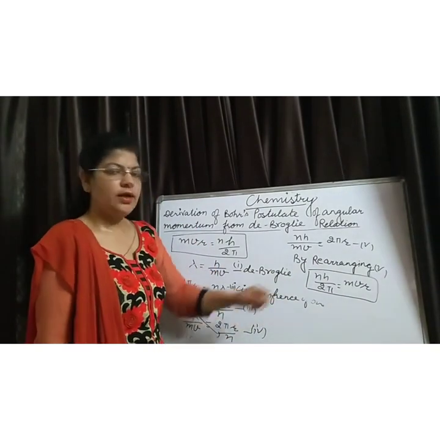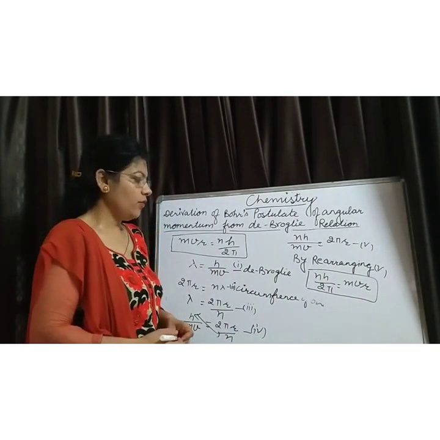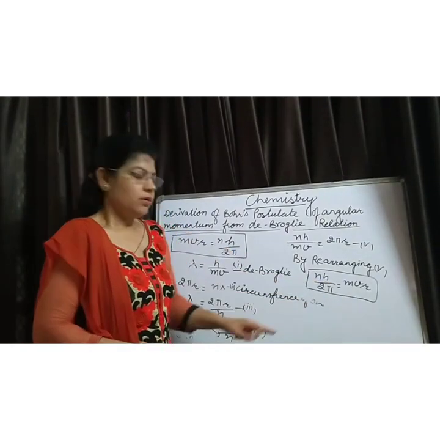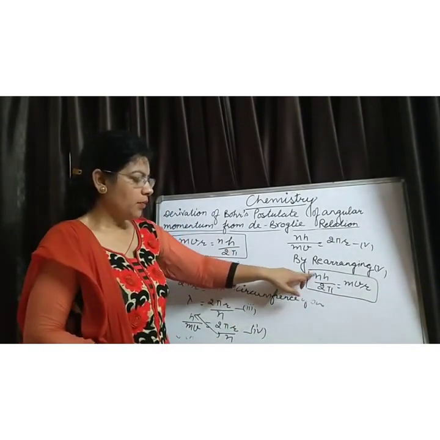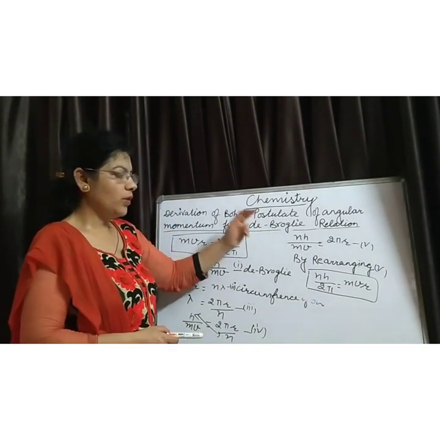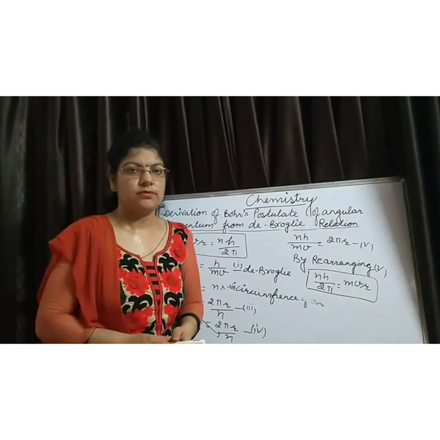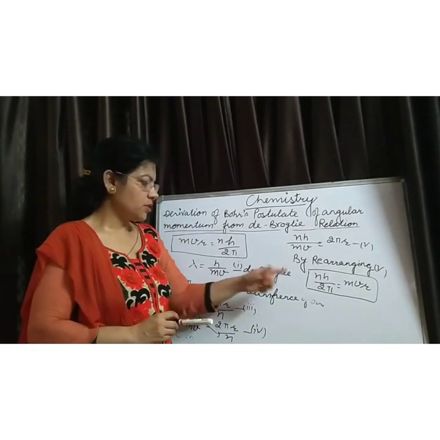According to this postulate, only those orbits are permitted which have angular momentum an integral multiple of h by 2 pi. From the de-Broglie relation, we can also derive this postulate of Bohr. I hope this concept is clear to all of you.